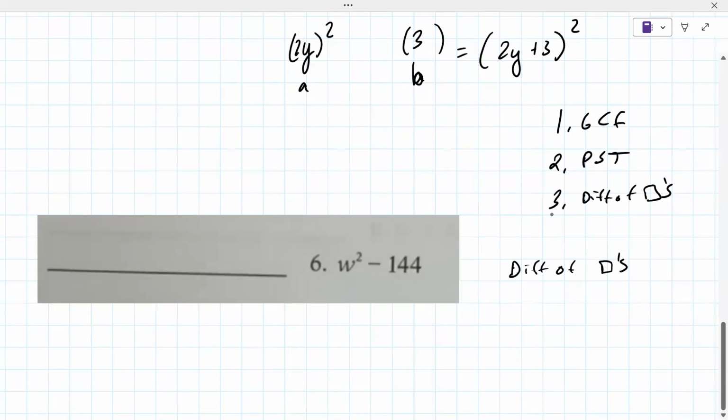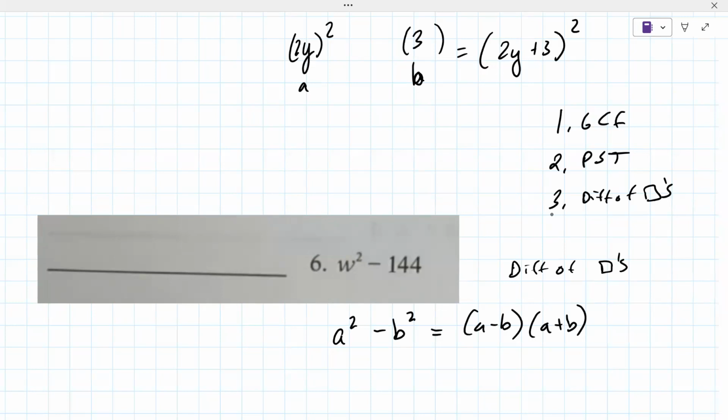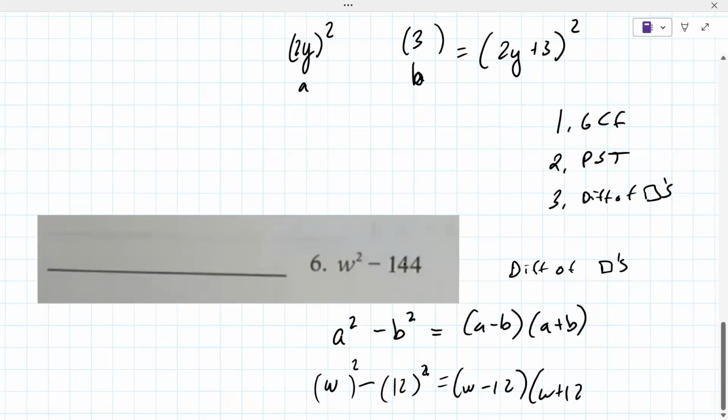Six. All right. So this has a certain form, a squared minus b squared, and it becomes a minus b, a plus b. All right, so what is A and what is B? And sometimes the number is easier. B is the number that you square to get 144. What number do you square to get that? 12. Yes, so B is 12, 12 squared. And then what is A? A is just W. Okay, so this becomes W minus 12, W plus 12.